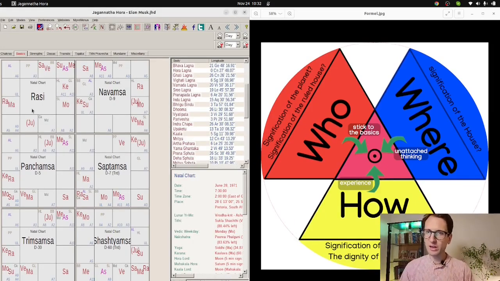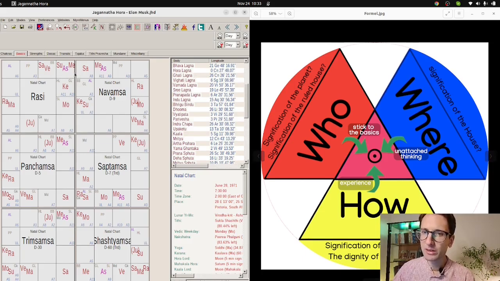We have here Elon Musk's chart, and we start from the ascendant, first house. So, who is where? Who is in the first house? And how does he express himself? So this is the question: who expresses itself where, in which manner? That's the question.